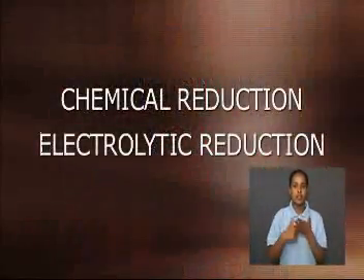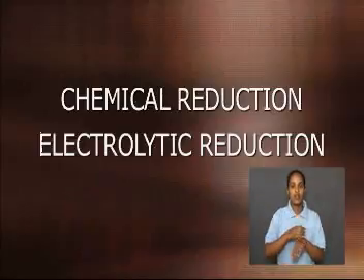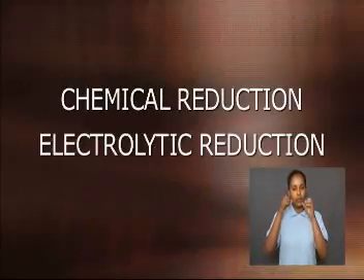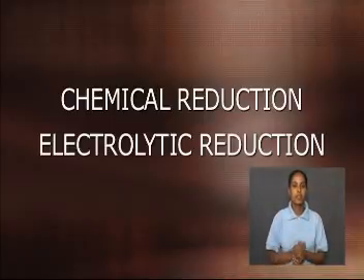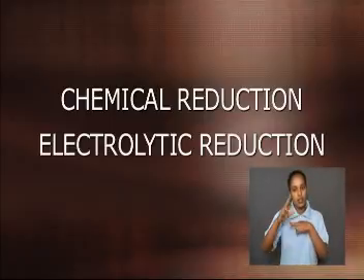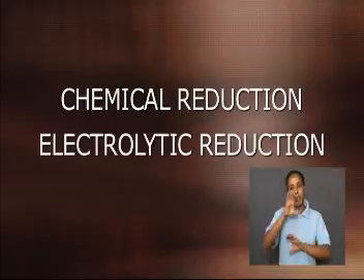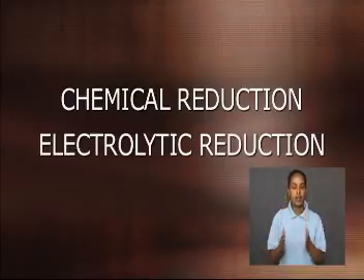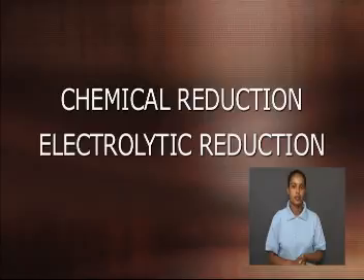Since metals always have positive oxidation numbers when they are in their combined form, the production of a free metal typically involves a reduction process. This process depends on the standard reduction potential of the metal. The production of metals by reduction can be done either chemically or electrolytically. Let us discuss both.